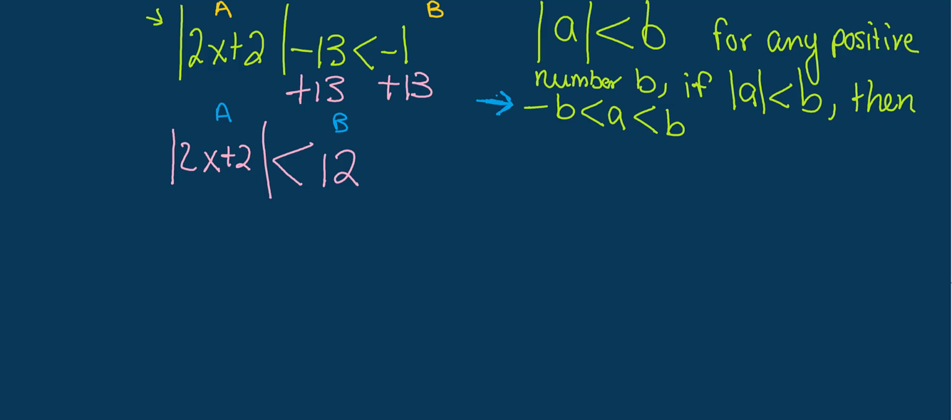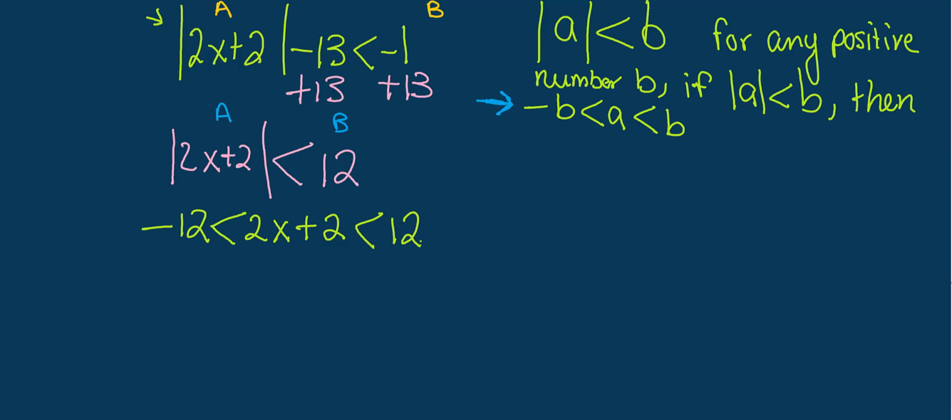So negative b, which is 12, is going to be negative 12. And I want to make this in a different color so you can see a little bit better. I like to use the green. We're going to say negative 12 is less than a. A is 2x plus 2 is less than b. B is 12. Okay? We just filled in the blanks.